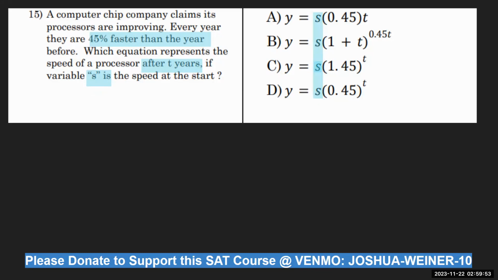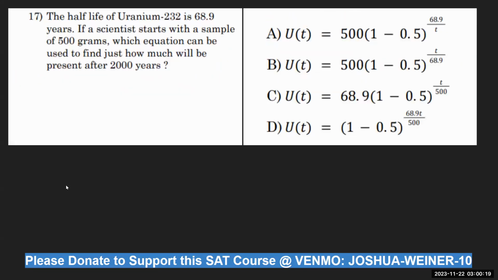All right, but 45% faster means that the base should be 1.45. I only see one that's like that. There it is. That was easy. It has to be C is correct, because no other one is set up with the base of 1.45, 1 plus the 45%. So the correct answer was C. All right, so if you know the template for these, they are not that difficult.